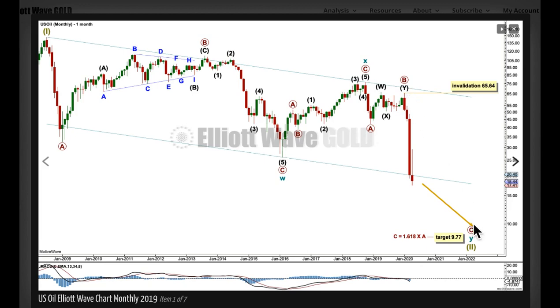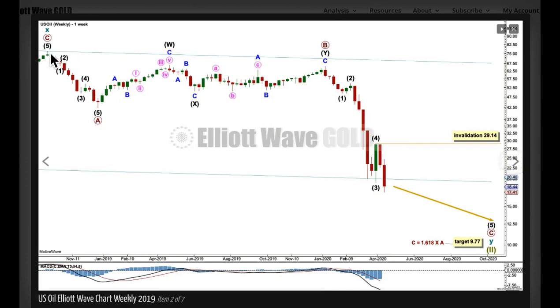Let's take a look at this at lower time frames. From the monthly chart, this high here for cycle X is this point back here. Now we're looking at all of cycle Y, A, B, C. Primary C subdividing as a 5-wave impulse at intermediate degree, 1, 2, 3, 4, 5. It has to be a 5-wave structure.